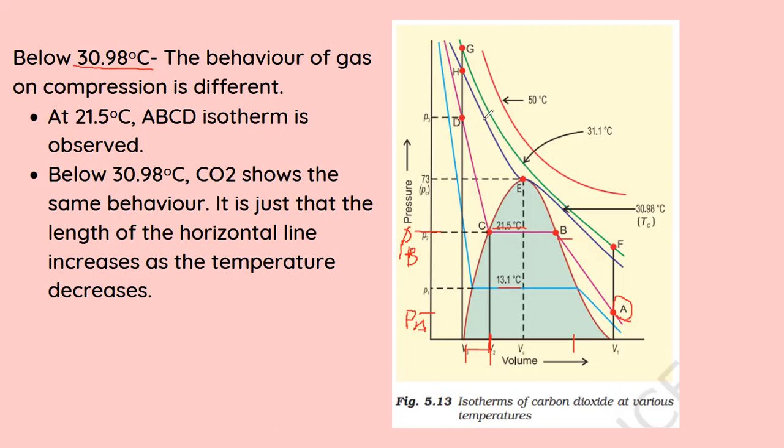The next one is below 30.98. You notice this particular line. As I told you, this is actually longer than this line. The CB line is longer than the other one. Let's assume this is I and J. So this particular line, IJ, is actually longer than CB. This is because at a lower temperature, this length, this particular area, is longer. That was what is observed. So below 30.98, first of all, we are taking the example of 21.5.